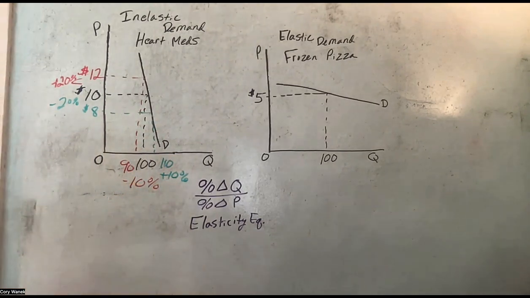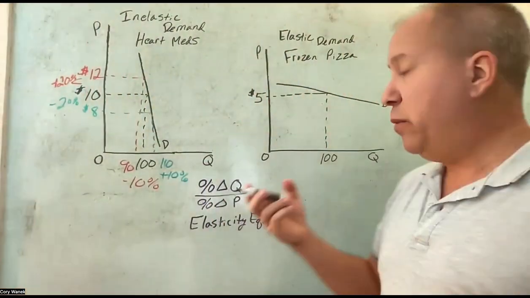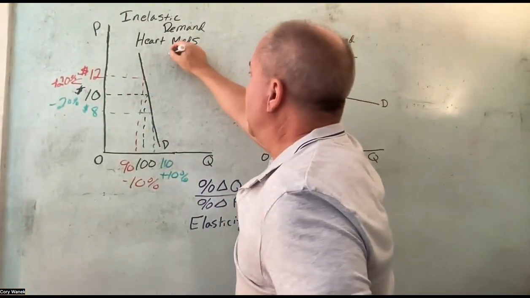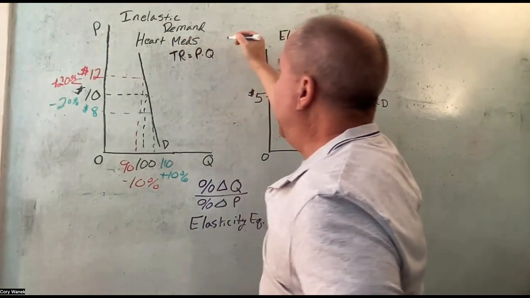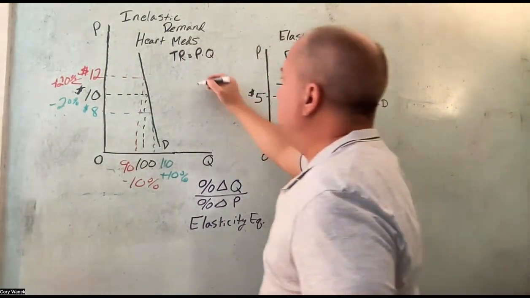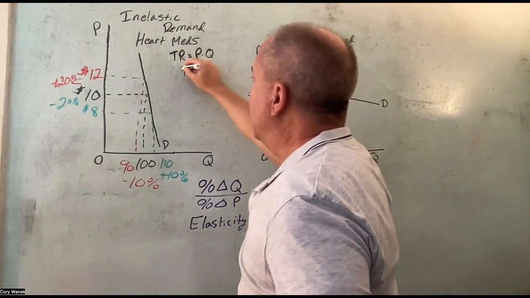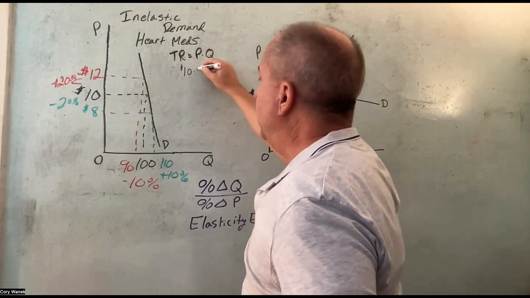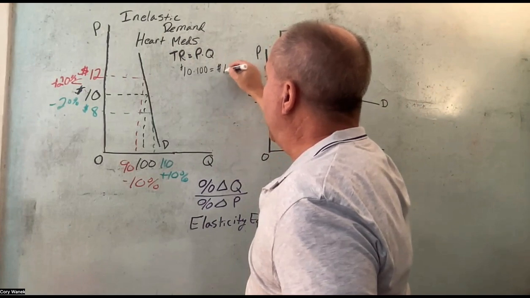Now let's look at what happens to the revenue for this business. Total revenue, which is not profit, it's just the money brought in, always equals price times quantity. So if you're running a store, and in this case we're selling these medicines, the total revenue is $10 times 100, which equals $1,000.